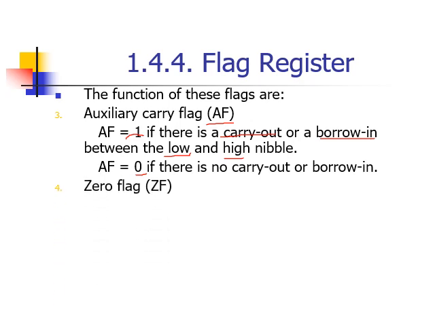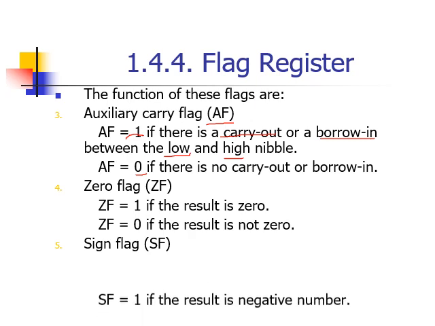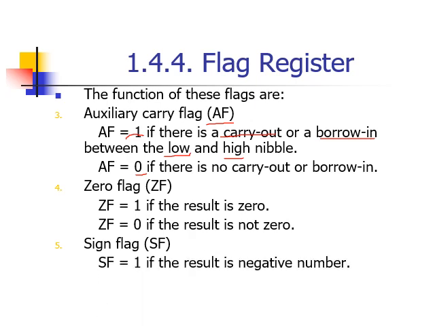The zero flag bit: if the result of your arithmetic or logical operation is zero, this zero flag bit is set. Otherwise, it is reset. The sign flag bit: if the number generated out of an arithmetic operation was negative, the sign flag bit is set. If it was positive, it is reset.